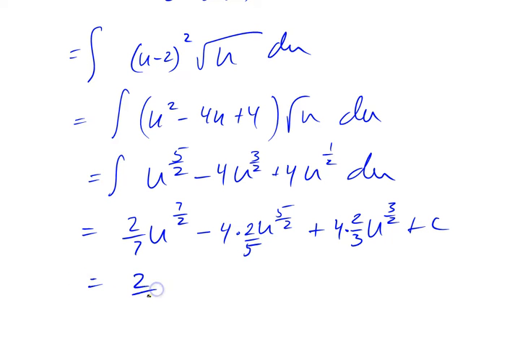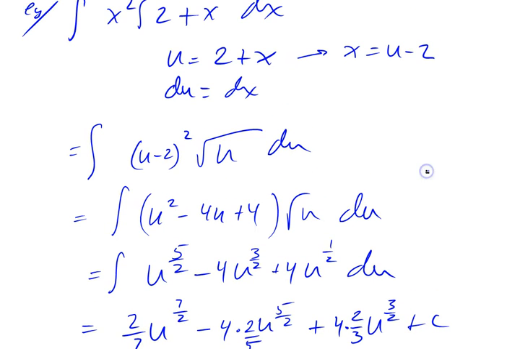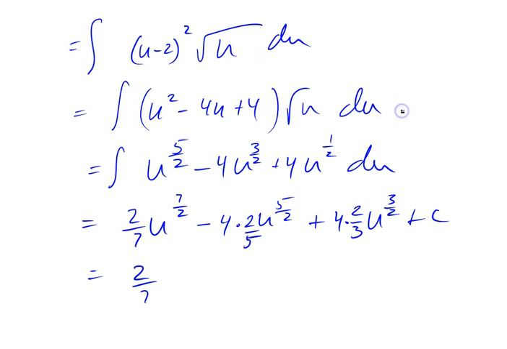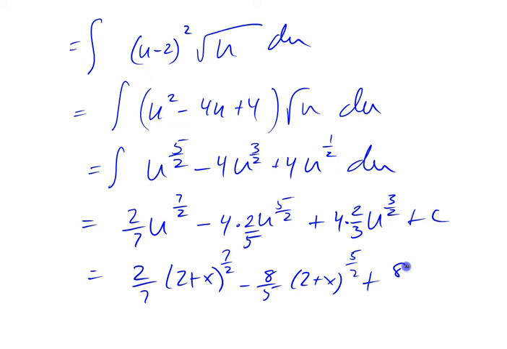So anyway, 2/7 u, but u, remember, what was u? I don't remember. u is 2 plus x, so 2/7 times (2 plus x) to the 7/2 minus 8/5 times (2 plus x) to the 5/2 plus 8/3 times (2 plus x) to the 3/2 plus c. Okay.